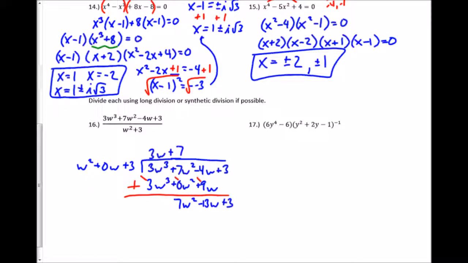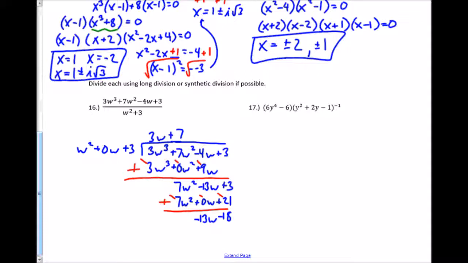So now I take the 7 times what's out front. That's a 7w squared plus 0w plus 21. And now I subtract, which is the same as adding the opposite. So that's going to leave me with a negative 13w minus 18. And I can't turn a w squared into a 13w, so that's my remainder. So I put a plus sign here. I write the negative 13w minus 18 over the thing I was dividing by, which is the w squared plus 3. That's it.